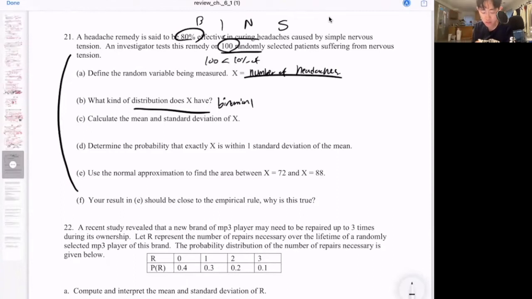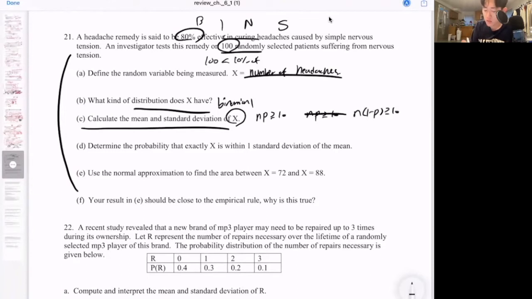2 things. Check. Calculate the mean and the standard deviation of X here. All right, so then we also have to assume whether this is going to be normality or not. Assuming normality is for the large counts: NP greater than or equal to 10, and N times 1 minus P greater than or equal to 10. So 100 times 80%, 100 times 20%. They're indeed both more than 10, so we can assume normality for this.